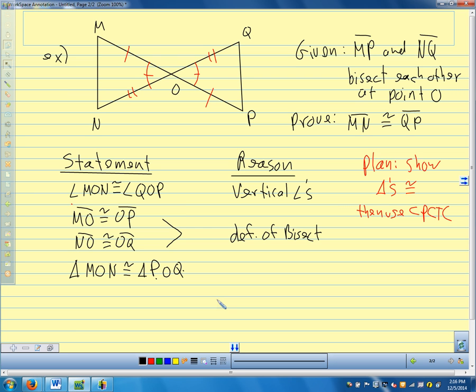So read the congruent parts in order as you go around the triangle. Side, angle, side. Now we know the two triangles are congruent, so all the matching parts, all the corresponding parts have to be congruent. So we can say MN is congruent to segment QP by CPCTC.